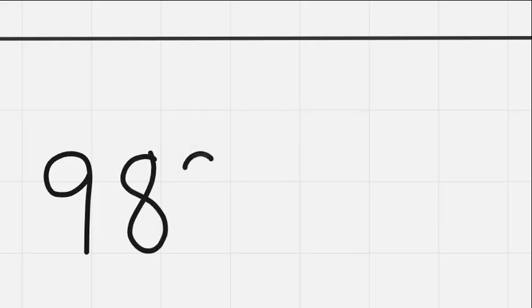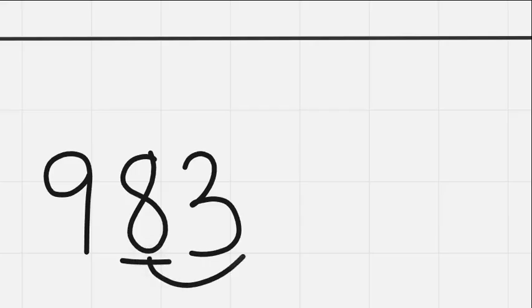We only have a few more numbers left to round. The next number we're going to round is 983. We're going to round 983 to the nearest tens. Let's underline the tens place value, which is 8. And then we'll circle the 3. Now, look at the number. What number can we ignore?